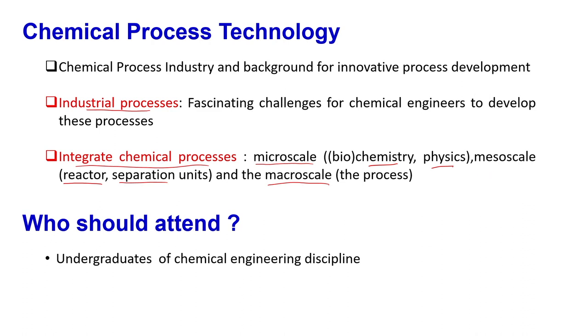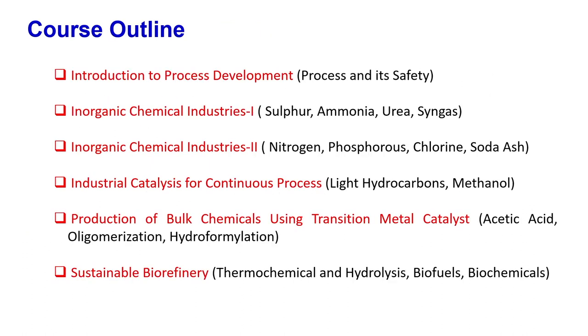So who should attend this course? Because it involves the concepts of chemical engineering, the undergraduates of the chemical engineering discipline are the primary audience. Now let us go through the modules shortly. The course is developed into modules, and overall there will be 6 modules that I will be teaching.